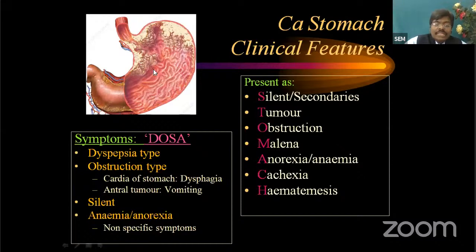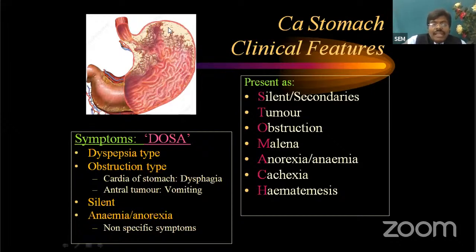Second type is O, that is obstructive type. Imagine there is a tumor in the stomach obstructing the cardia. You know, this is the cardia of the stomach, fundus, body of the stomach, pyloric antrum, then this is the true pylorus. If there is a tumor in the fundus and the cardia, it will cause obstruction at the gastroesophageal junction, so the patient will have, of course, dysphagia. Very easy to understand. In the same way, if the cancer is somewhere in this region, the food will not be able to go beyond into the duodenum, so they will have vomiting. So that is an antral tumor. So there are two types of obstructive type.